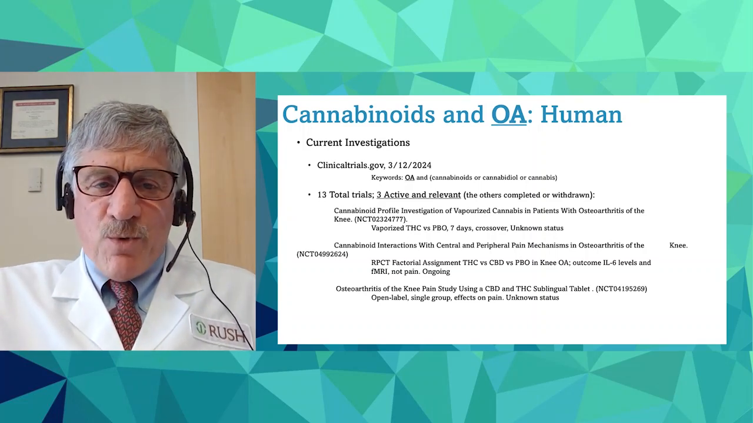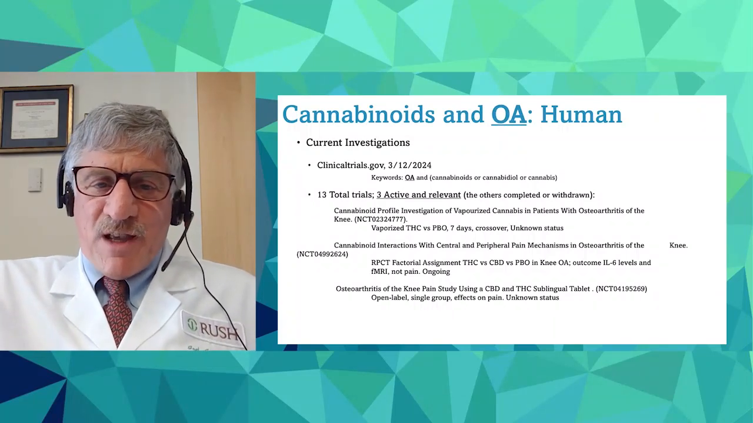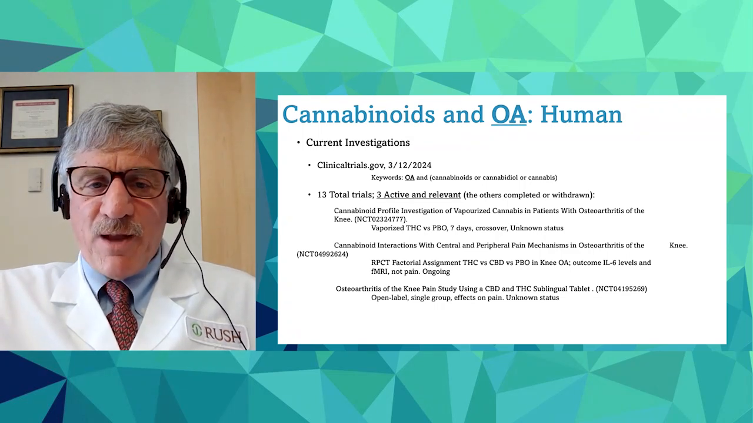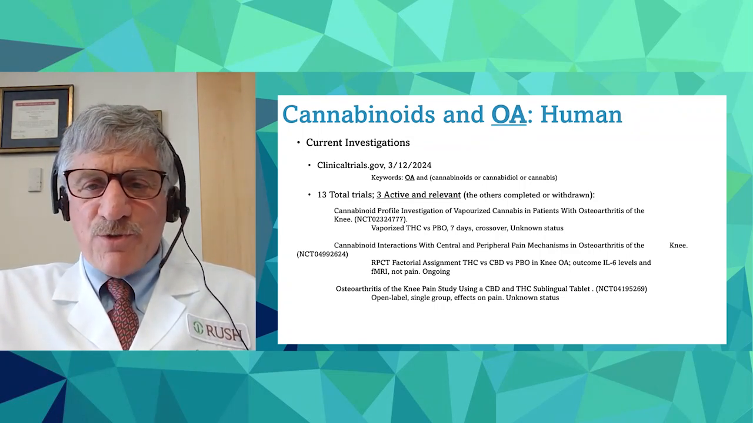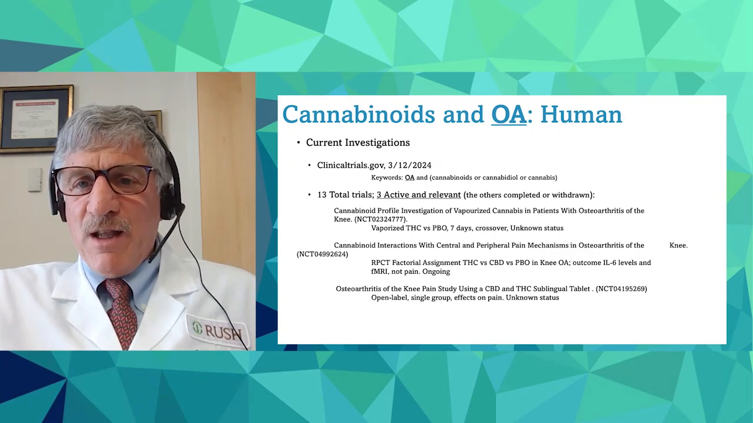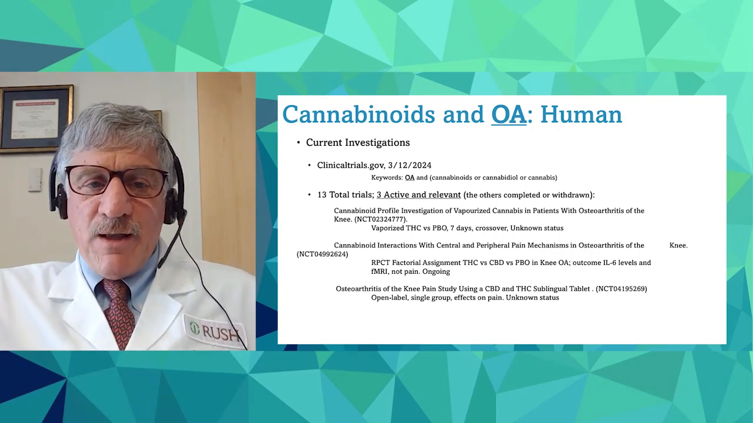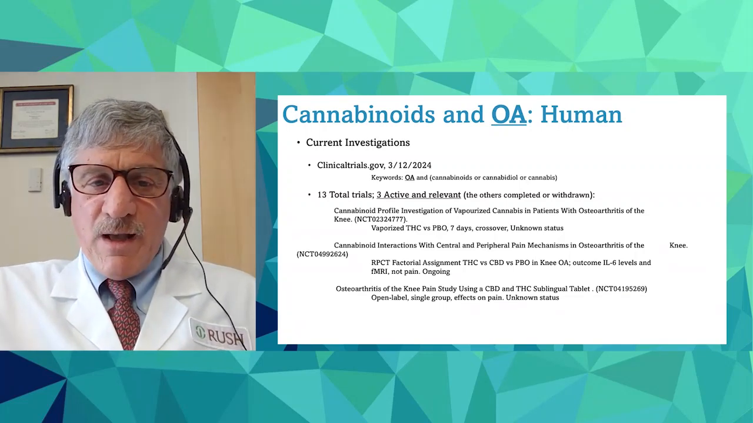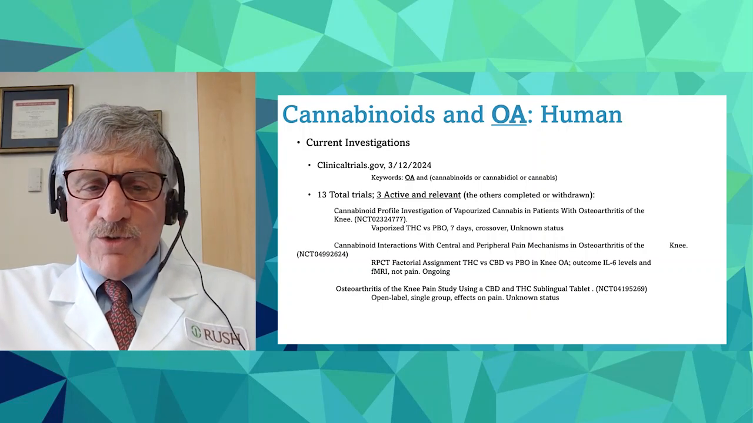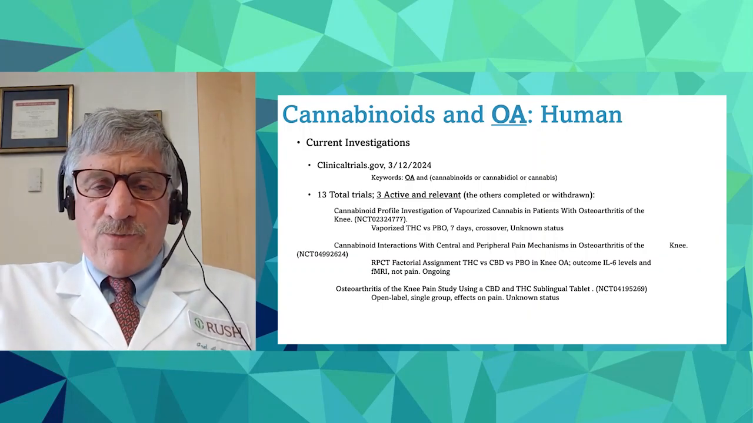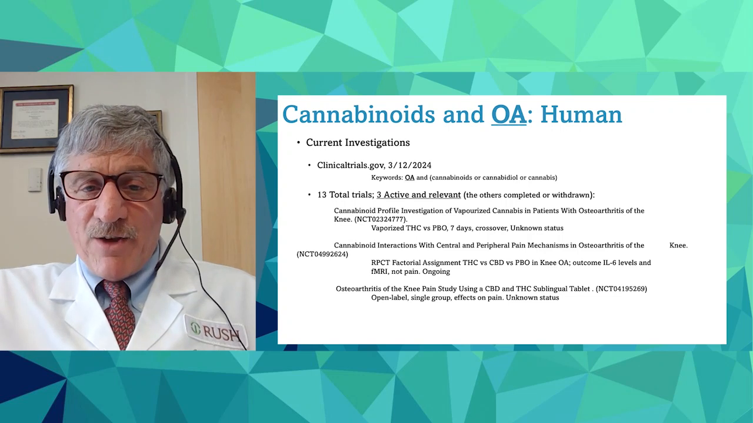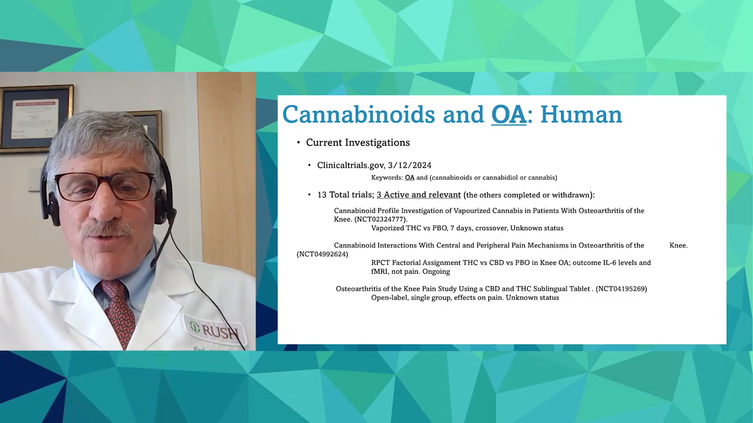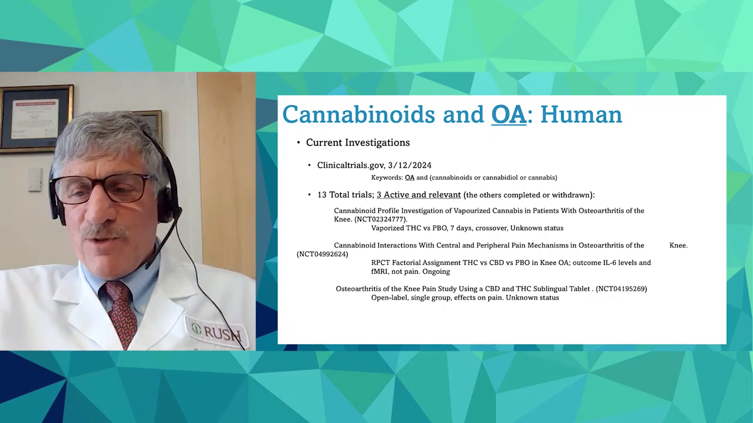Of those 3, one is an investigation of vaporized cannabis in people with OA of the knee. That sounds very important. On the other hand, the endpoint is just 7 days, and it's a crossover trial. 7 days is not a long enough endpoint to know whether it's useful or not in OA. Next, cannabinoid interactions with the central and peripheral pain mechanisms in OA. Again, that would be a really important question. This is a randomized factorial assignment of marijuana versus cannabidiol versus placebo in knee OA, but this group is looking at cytokine levels and functional MRI, not pain. It's not going to answer the questions we need.